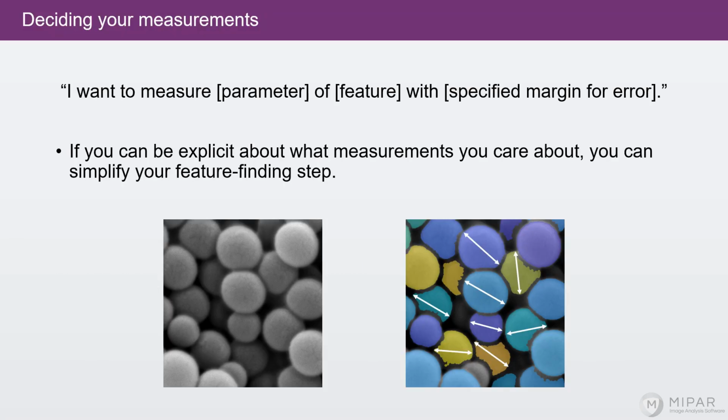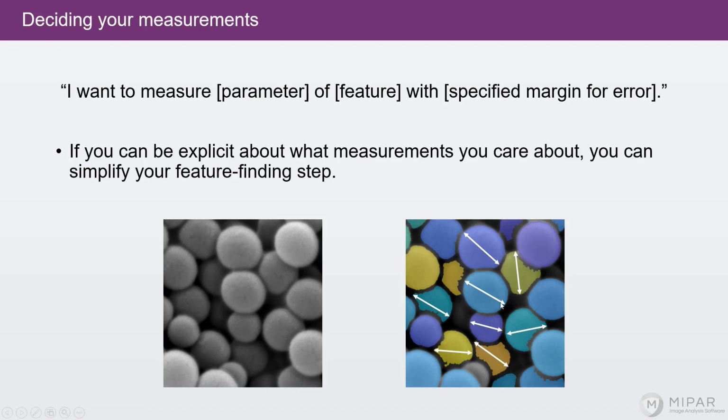Let's start with deciding your measurements. As I mentioned before, the measurements that you want to get out of your image, out of the features of your image, will define a lot of the flexibility and constraints that you have on your segmentation. So for instance, in this example, if we wanted to get the size of these particles, one problem is that the particles overlap. So it's hard to get the full area of the particle, or the circumference, or one of those sizes, directly from the segmentation. What you can do is get the diameter.